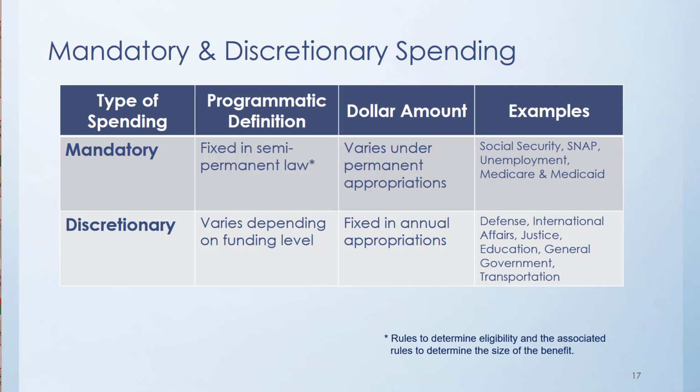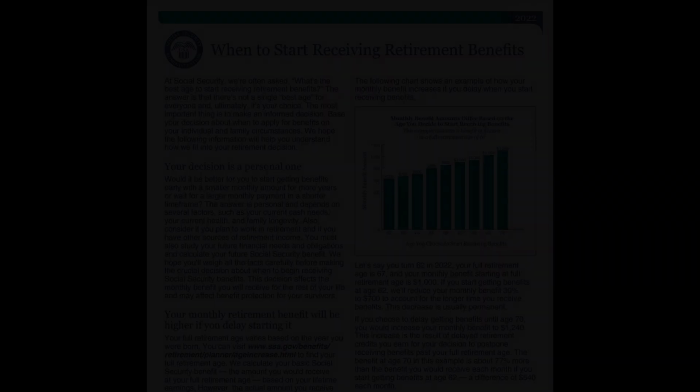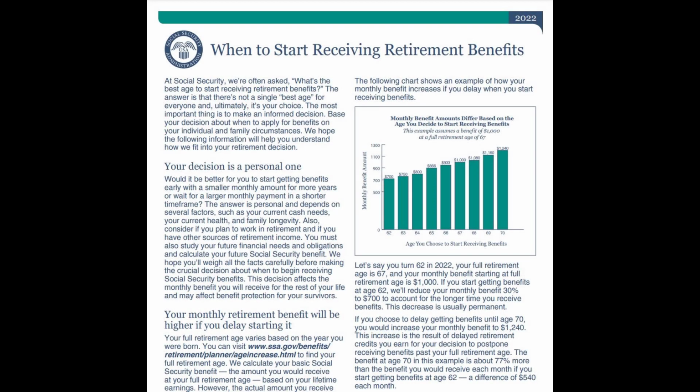So for mandatory spending, we fix the programmatic definition and we allow the dollar amount to vary. For example, Social Security is in the mandatory category of the budget. And what is fixed in terms of that programmatic definition is the formula for determining how much you get and the rules for determining whether or not you get anything.